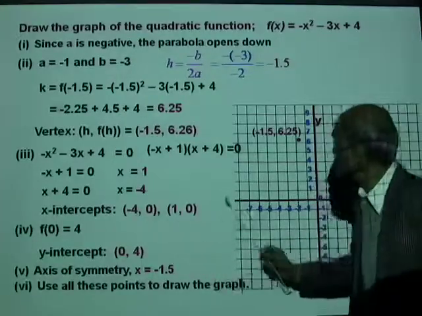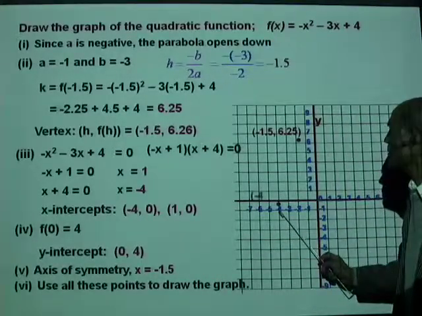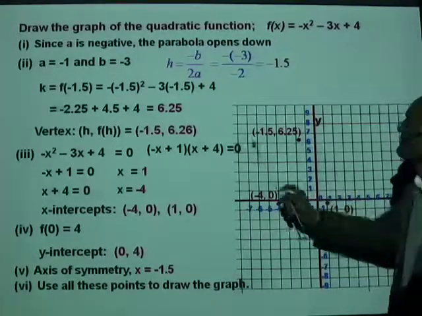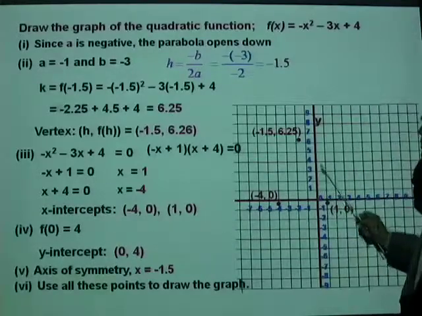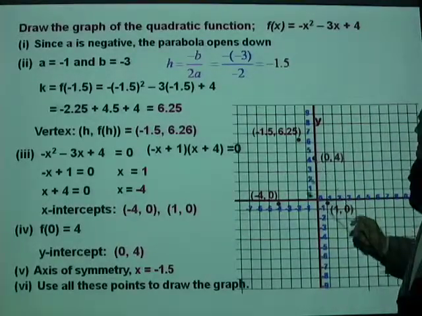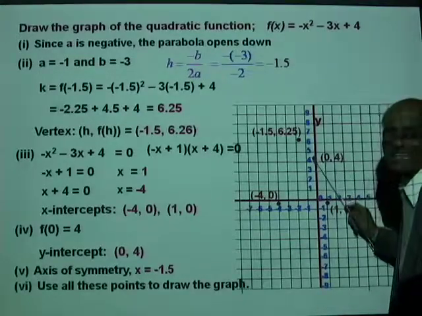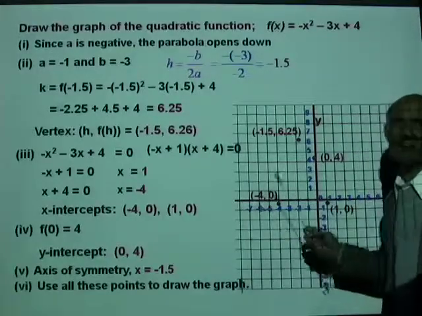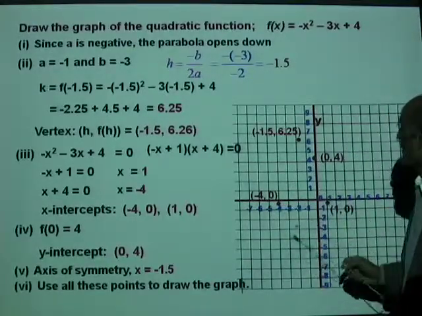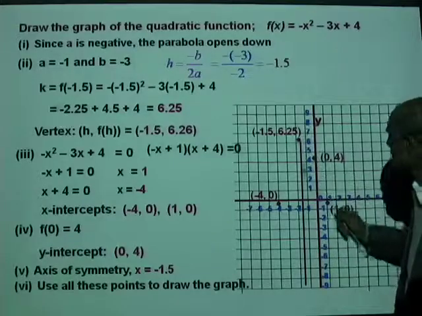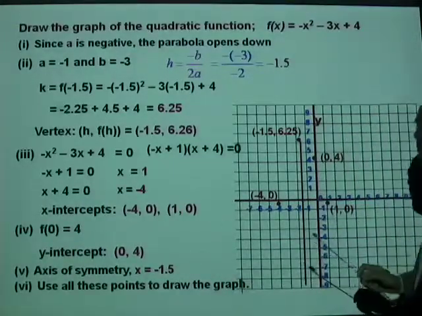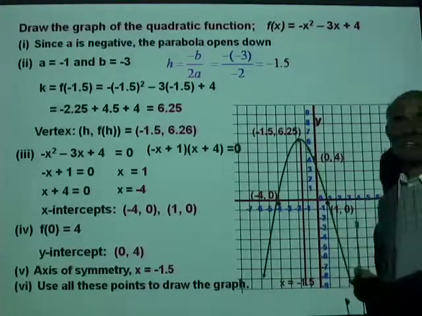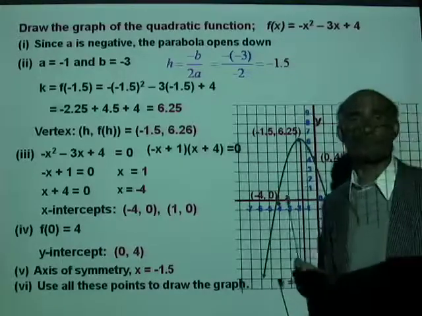Then you have an x-intercept, negative 4, 0, there you are, and 1, 0. We have a y-intercept 0, 4. There you got a y-intercept. You notice that these points are slightly displaced, but that happens when I draw graphs like this. And the axis of symmetry is x equal to negative 1.5. Can you plot that graph now? Yes, that is the graph of this function.